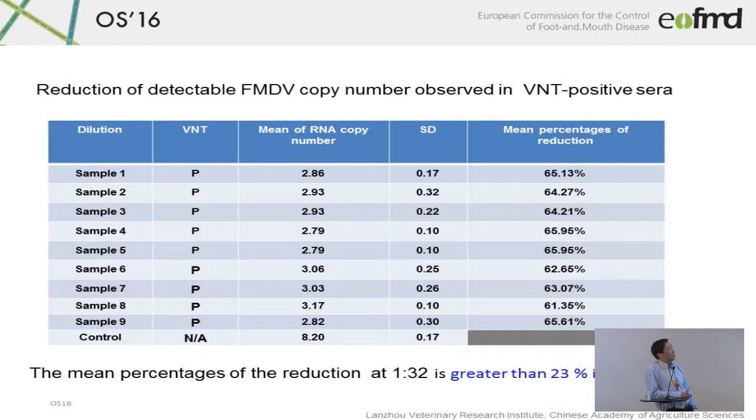samples per reaction. And when we calculate the percentage of reduction in FMD RNA copy numbers, you can see here they're all greater than 23% in reduction. They're all, in a sense, strong positives.